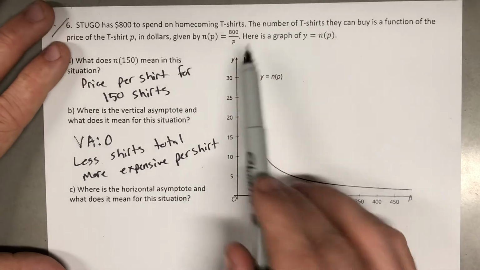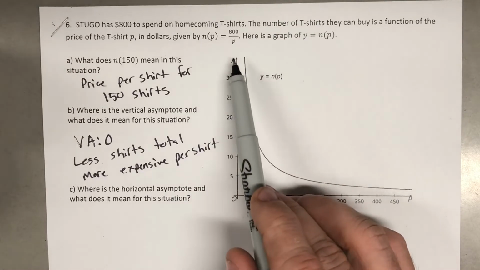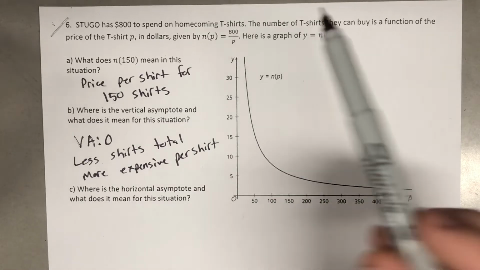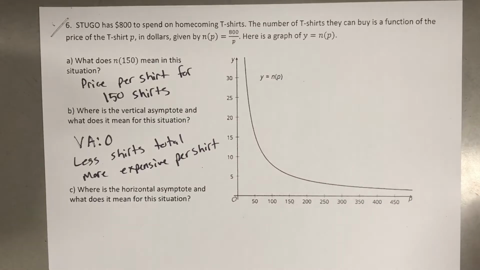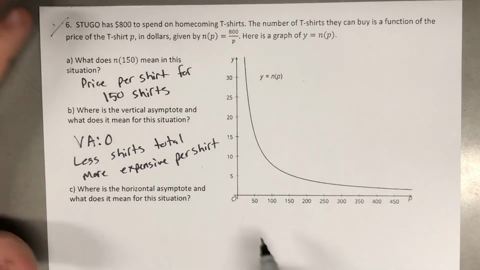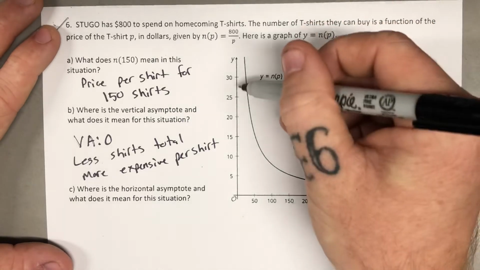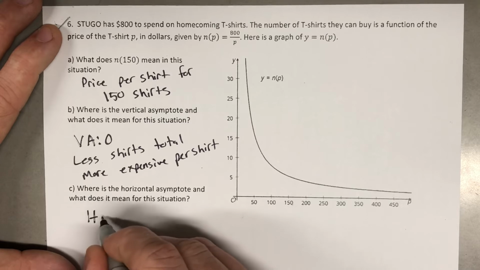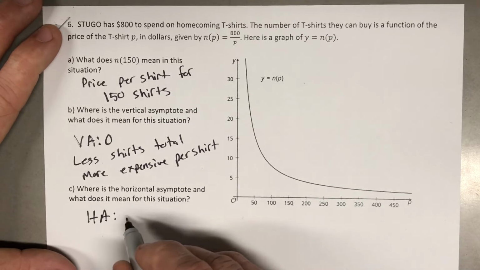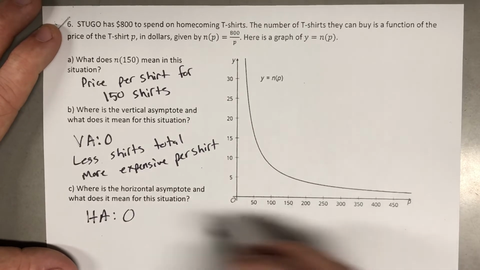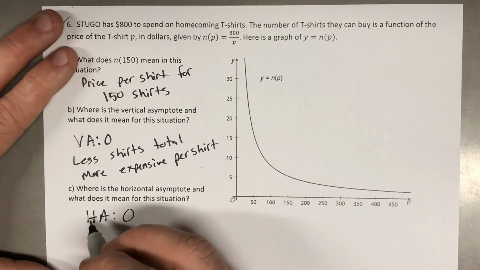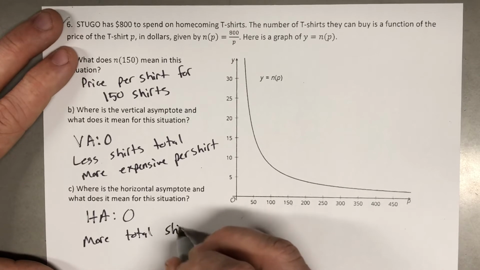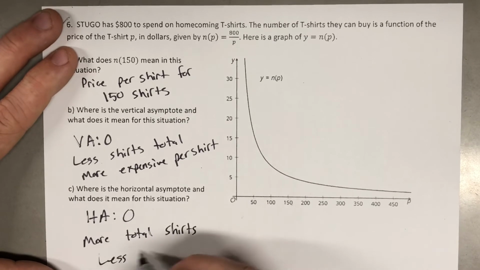All right, so think if it was $800 to spend and I bought 4 shirts, I could spend $200 a shirt, right? But if I had $800 and bought 200 shirts, I can only spend $4 a shirt. So you can see that as we're increasing, the value gets smaller and smaller, and that's the horizontal asymptote. So the horizontal asymptote is going to be 0, which means the more total shirts we buy, the less expensive per shirt.